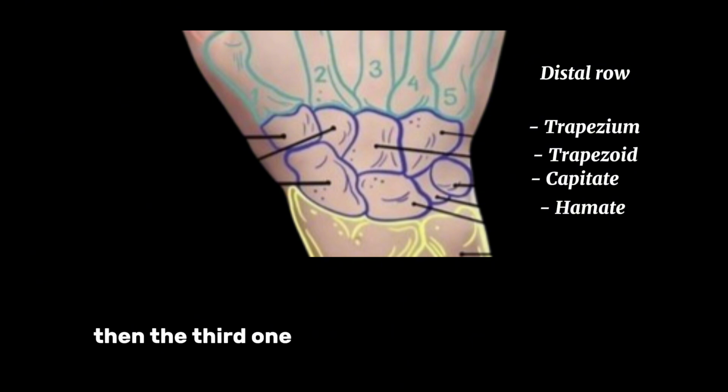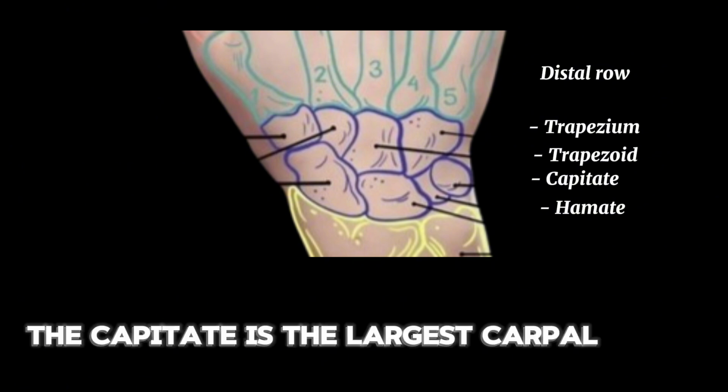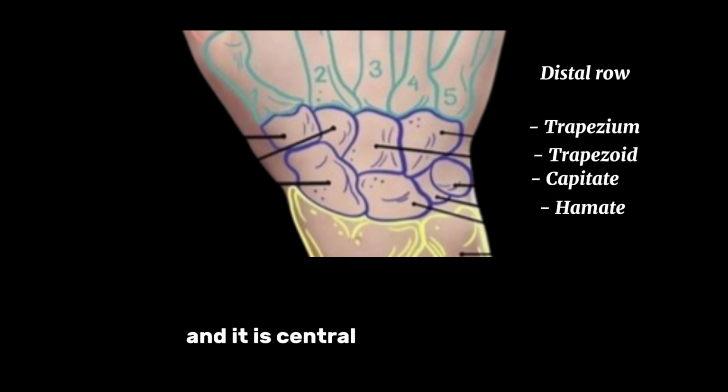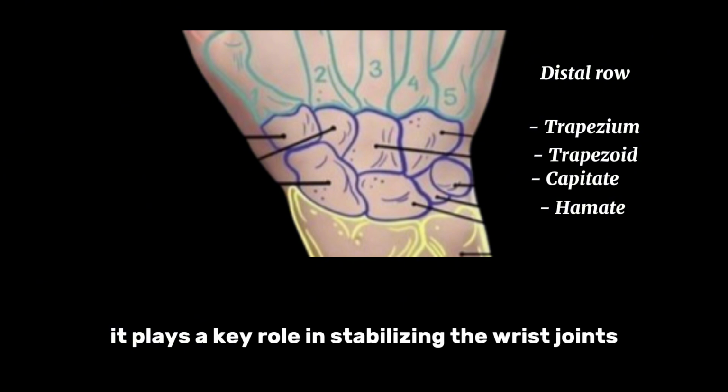And then the third one in the distal row is the capitate. The capitate is the largest carpal bone. Now you have to try remembering this because it might come out in your exams. The capitate is the largest carpal bone, and it is central in the distal row. It plays a key role in stabilizing the wrist joint.